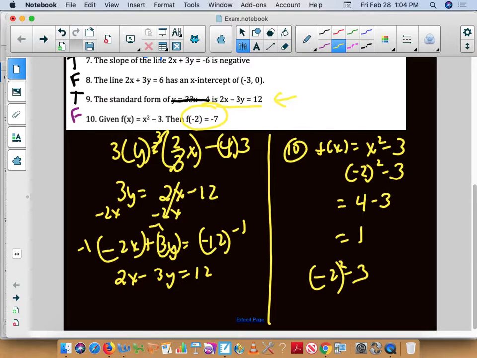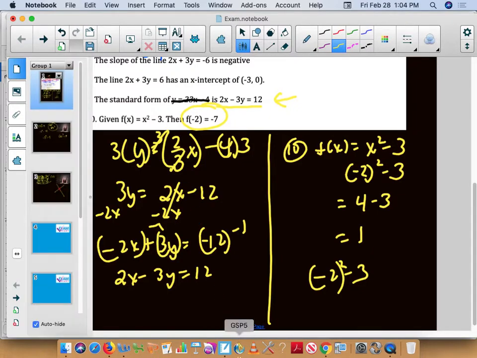Susan? Could you go over the interval notation one? Anything else on 1 through 10? Anything else on 1 through 10? Okay, so now we're going to grab the next 10 off the document.